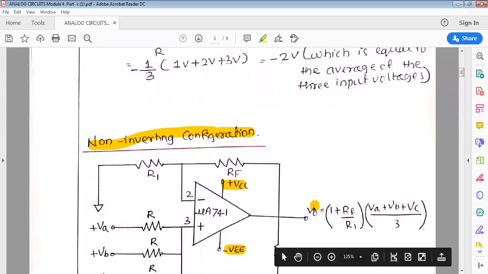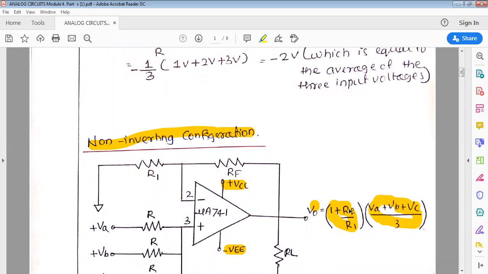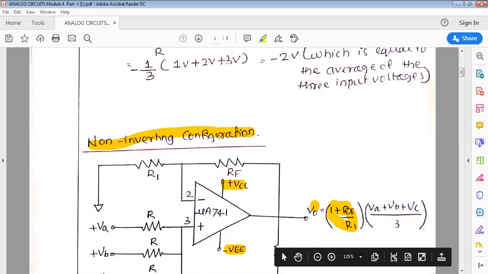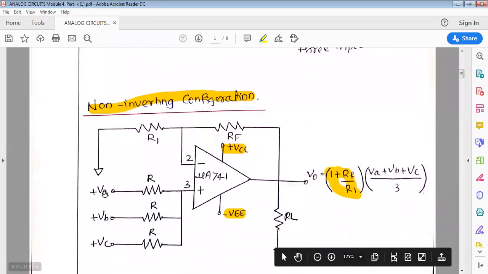The output voltage V0 is given by the first part, which is nothing but the gain, multiplied by the input voltage that is applied at the input terminal. As it is a non-inverting configuration, the gain of this operational amplifier is given by 1 plus RF divided by R1. That is written here, multiplied by the input voltage. The input voltage V is nothing but VA plus VB plus VC divided by 3.